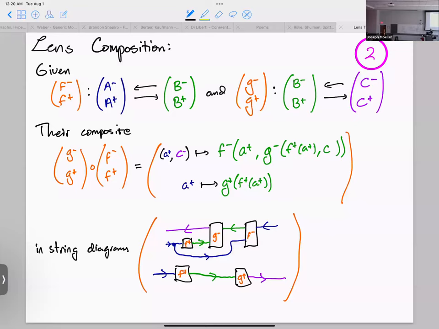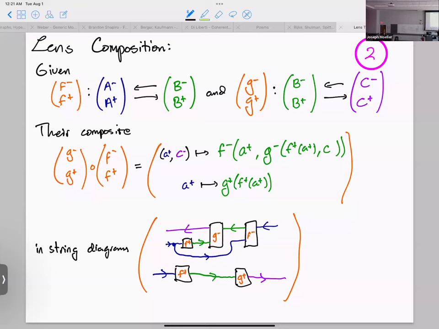The forward directions compose directly. The backward directions compose in a little more interesting way. First of all, the nesting is opposite because the backwards directions go in the opposite direction. So we have g plus of f plus of little a plus. For the backwards direction, we take an a plus and a c minus because our composite lens goes from A's to C's. The signature would take an a plus and a c minus and give us an a minus. So we get that a minus using f minus.